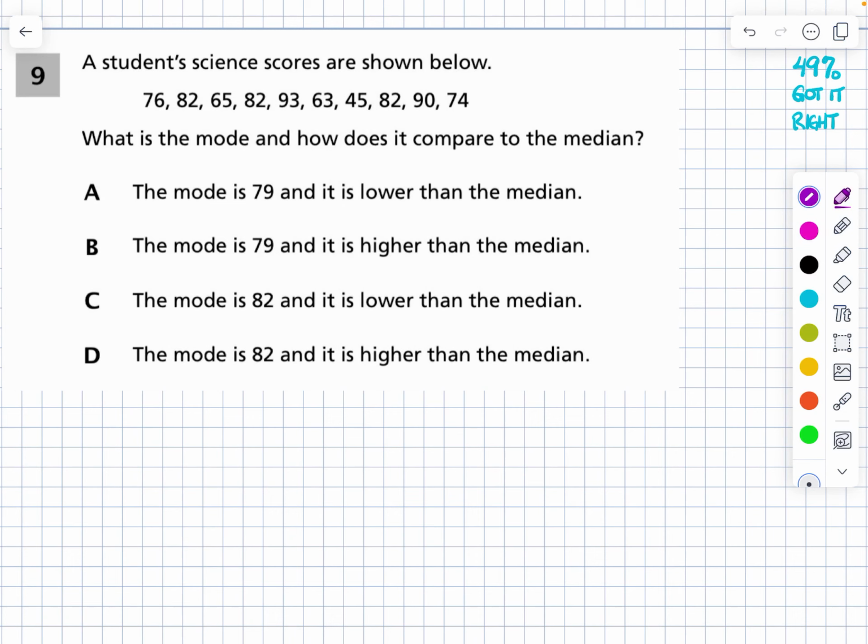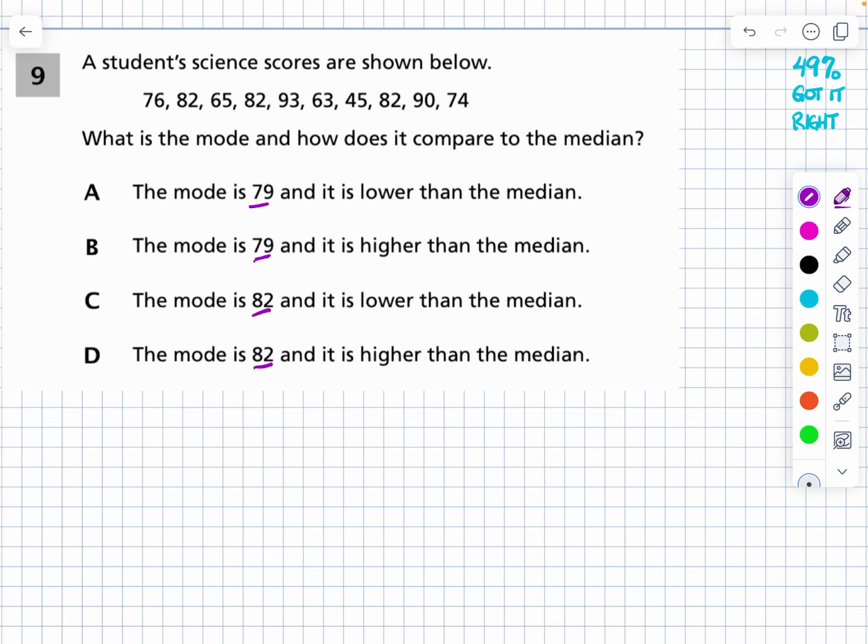Okay. A student's science scores are shown below. What is the mode and how does it compare to the median? If you notice, just right off the bat looking at the answers, two of the answers say the mode is 79 and two of them say it's 82. So one of those is correct, and once we get one of them we can actually eliminate two of the answers, giving us a 50-50 shot if we were to just guess, but of course we don't want to guess.